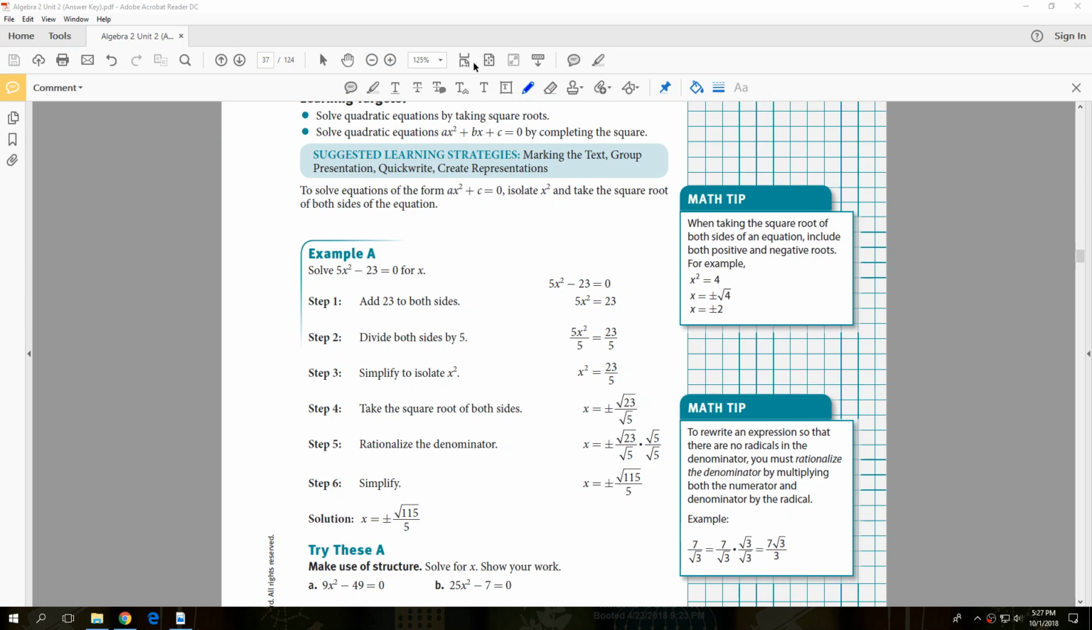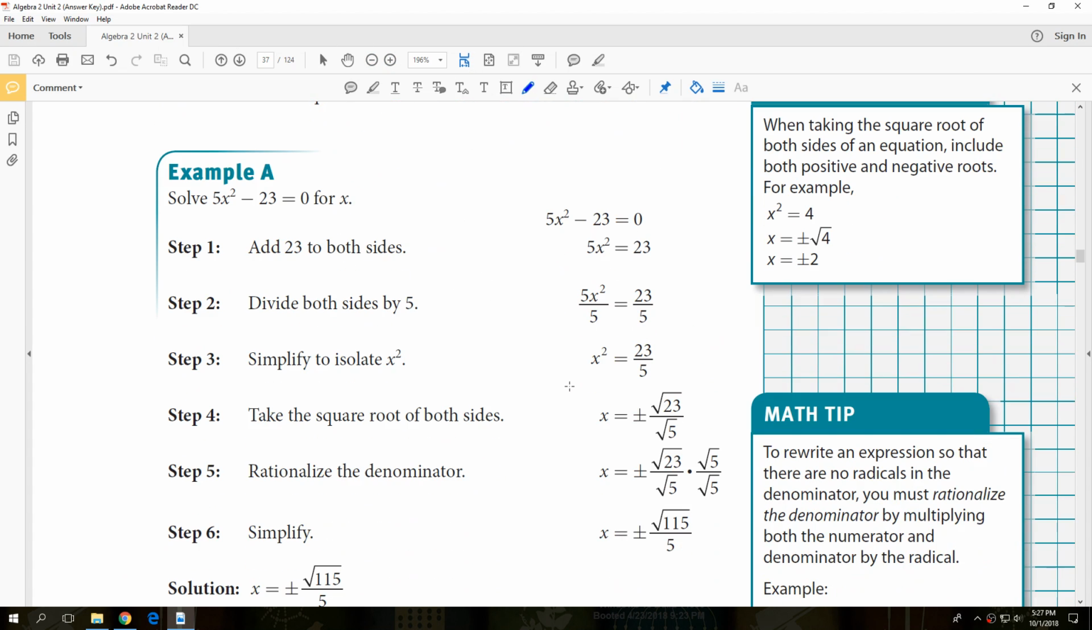Actually, let me zoom in a little bit here. So here's our first example, which is solve 5x squared minus 23 is equal to 0, and we're going to solve for x. So this is pretty easy. All we're going to do is isolate our x squared. When they isolate the x squared, they add the 23 over, and then they divide by 5, and we end up at this point. X squared is equal to 23 divided by 5.